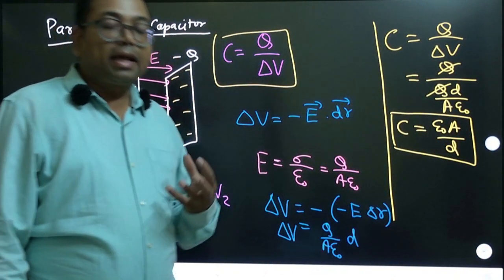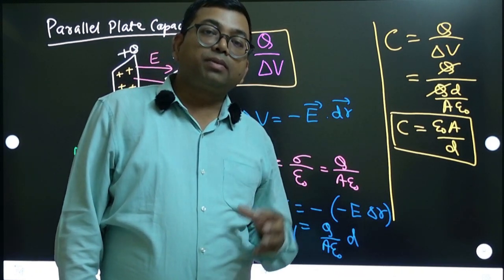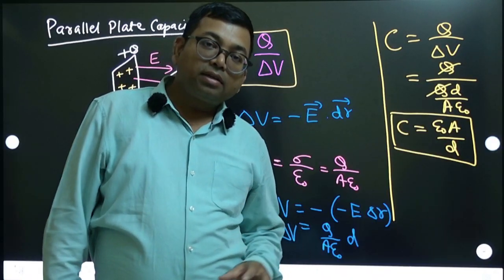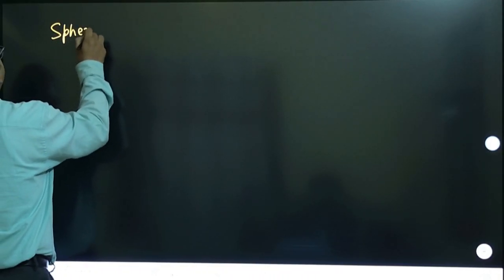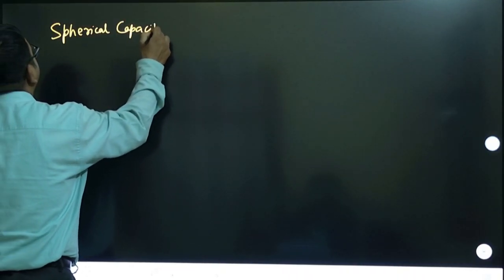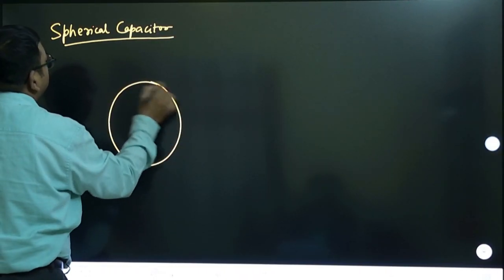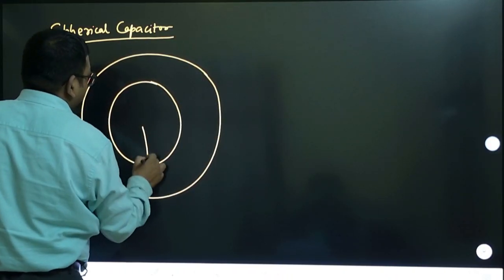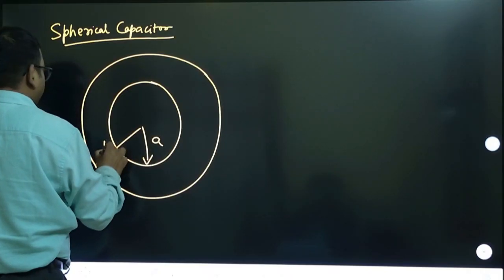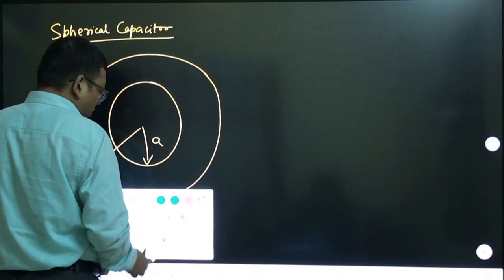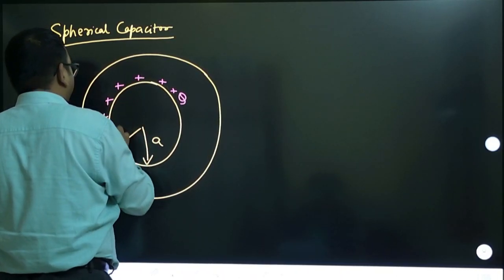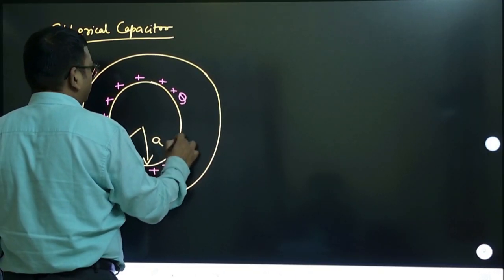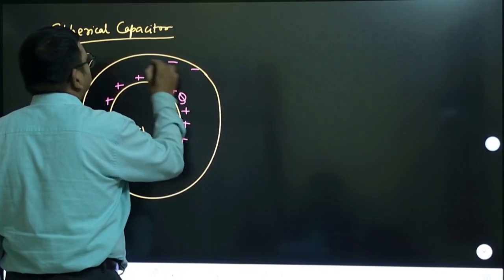Then there are different types of capacitor. Now let us go for the spherical capacitor and the cylindrical capacitor, and we will derive the formula for them. So now we go to the spherical capacitor. There are two spherical shells like this. One radius is A, another radius is B. The bigger sphere has radius B, right? Let us say that it has charge plus Q spread here, and minus Q charge is on the inner surface.